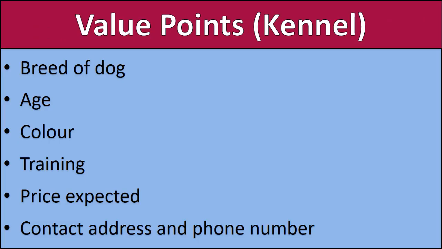Now students, this is the most important slide. Value points. If you know value points which are to be written, then you can very easily frame an advertisement. Now in case of kennel, we have to give breed of dog, age, color, training, price expected, then contact address and phone number.